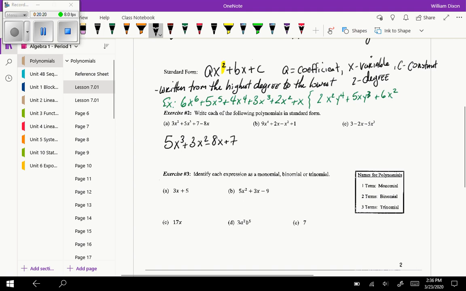All right. Why don't you do the next two? Pause, and then we'll come back and check. So go ahead and pause. Pause it. Cool. So for B, I get 9x to the fourth minus x squared plus 2x plus 1. And then for C, negative 5x squared. That's important. You can't get rid of that or change it. Not right there. Minus 2x plus 3. All right, that's a positive.